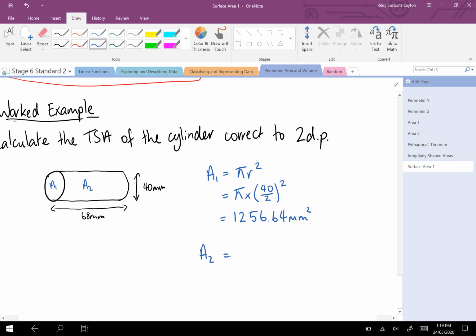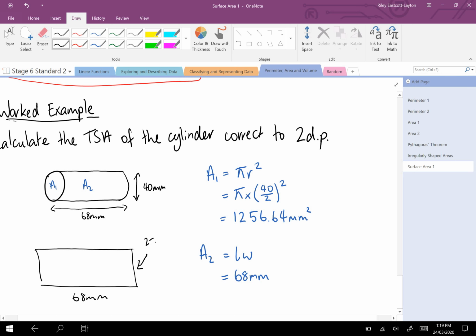Next, we're going to have to do A2. A2, as we know, when we unfold it, we're unwrapping it, turns into a rectangle. It's going to be length times width. Now we know that our length is going to be 68 mil. However, we don't know really what our width is going to be, because if you think about it, we unwrap this, so it has looked like this, but we're going to sort of like tear it along the back, and we're going to bring this out, we're going to bring this top bit out, and we're going to end up with a rectangle that's 68 millimeters long and the circumference of our circle right here.